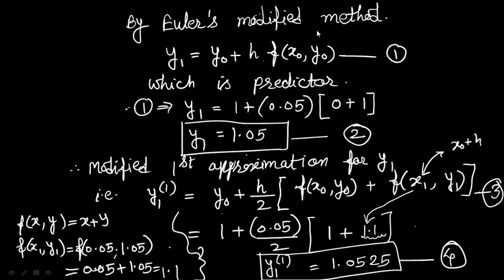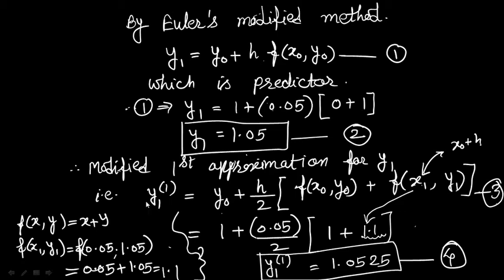Now we substitute this value in the predictor formula by using Euler's modified method. This is equation number 1, which is the predictor formula. We substitute the values y0 is 1, h is 0.05, and f(x0, y0) is 1. Then we get y1 is 1.05.